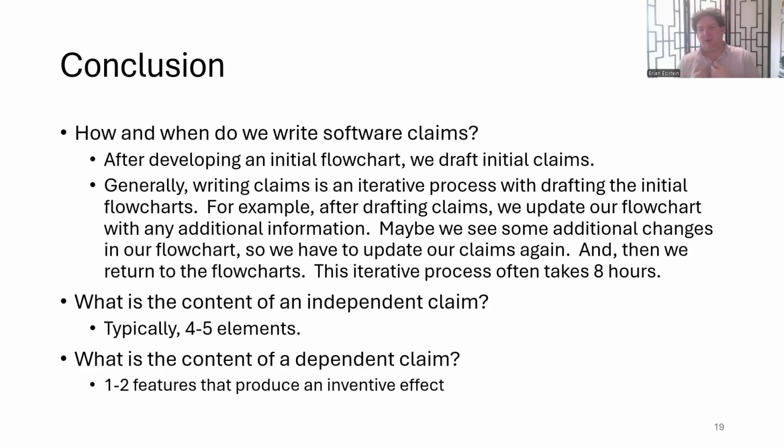Then we have to update our claims again, right? If it's optional, it should move down from the independent claim to a dependent claim. Maybe part of the step stays in the independent claim and something gets moved down to the dependent claim. Maybe we're like, oh, we're not claiming the invention anymore. We need to move something from a dependent claim up to the independent claim. We update our claims again. And then we go back to the flowcharts. This process for me is very common. It often takes like 8 hours of work.